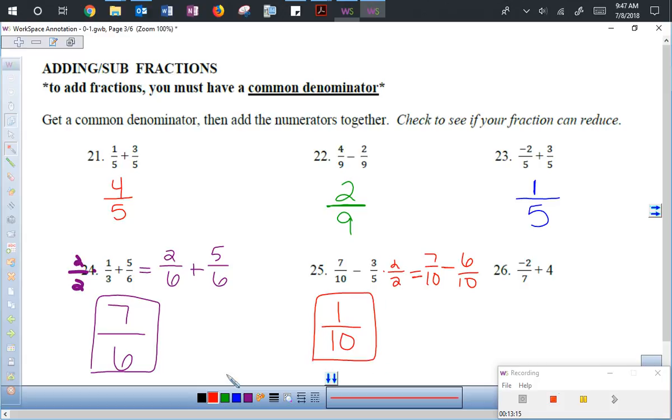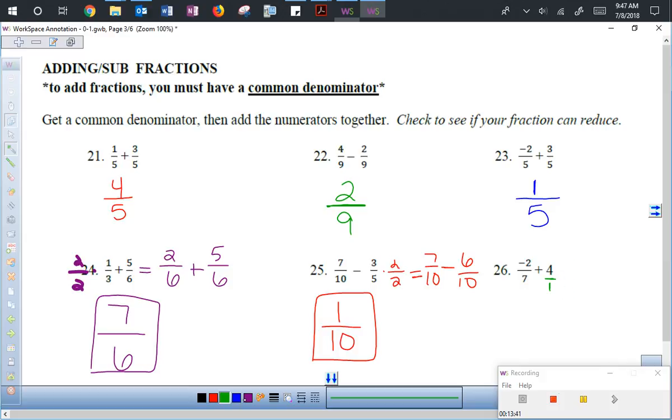Now 26 is a little bit different. If you'll notice, 26 is negative 2 over 7 plus 4. Now 4 is not a fraction as it is written, which is a little confusing. I mean, they have to have common denominators, and 4 doesn't even have a denominator. However, 4 does have a common denominator, and that denominator is 1. Any integer can be rewritten as 4 over 1, and that means I now have a fraction of negative 2/7 plus a fraction of 4 over 1.